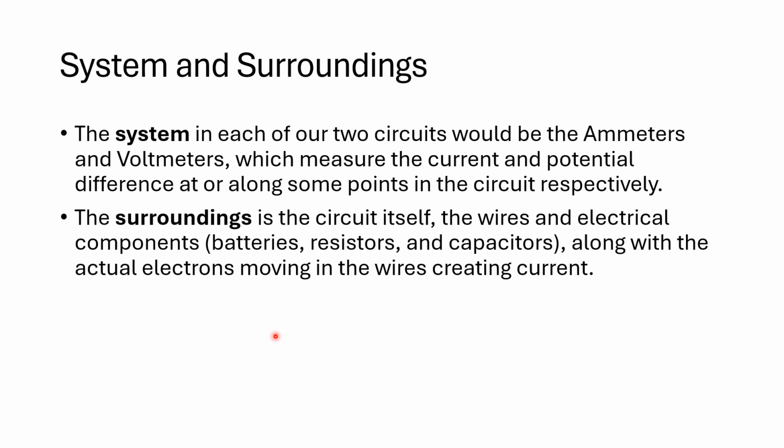The system in each of the two circuits would be the ammeters and voltmeters, which measure the current and potential difference at or along some points in the circuit, respectively. And the surroundings would be the circuit itself, which includes the wires and electrical components, along with the actual electrons moving in the wires creating the current.